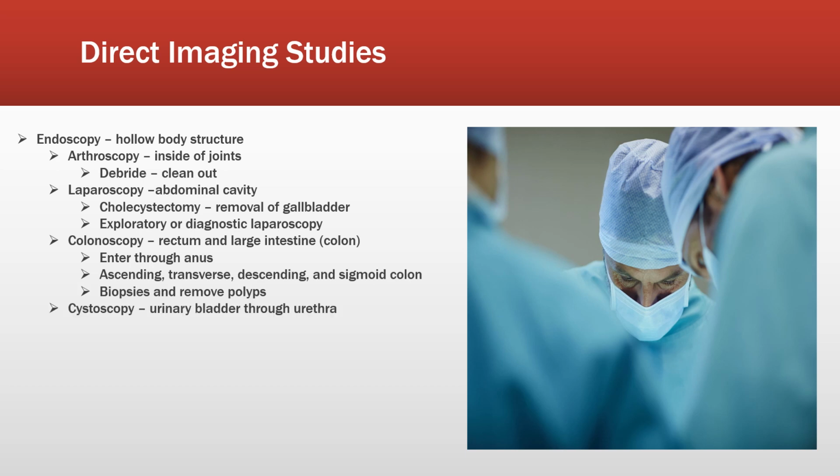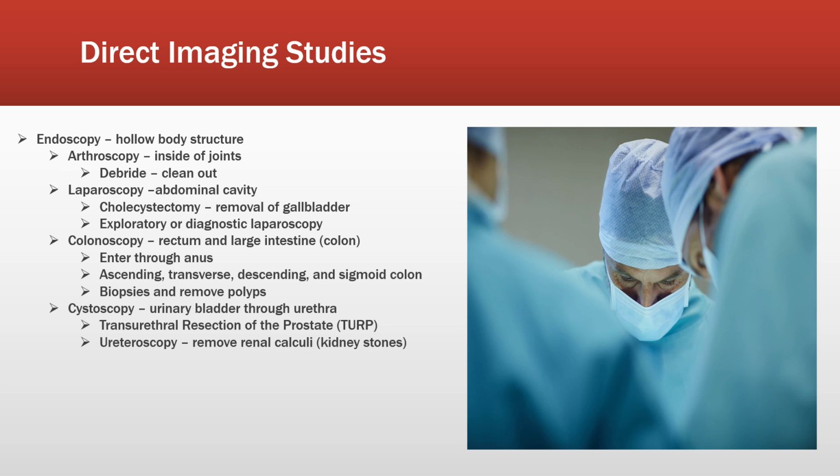A cystoscopy is performed to visualize the urinary bladder through the urethra. Instruments may be used to obtain biopsies or perform surgery like transurethral resection of the prostate or a TURP. The scope may be advanced to the ureters, called a ureteroscopy, to remove renal calculi, also called kidney stones.